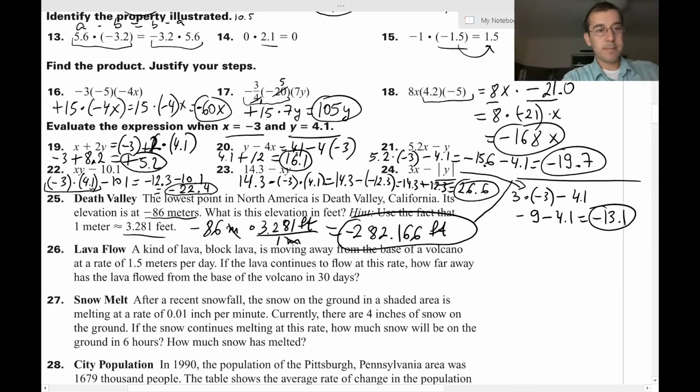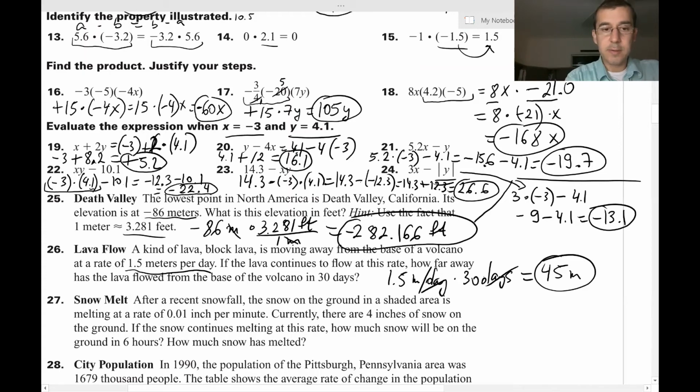Number 26, lava flow. A kind of lava, block lava, is moving away from the base of a volcano at a rate of 1.5 meters per day. If the lava continues to flow at this rate, how far away has the lava flowed from the base of the volcano in 30 days? Well, 1.5 meters per day times 30 days. Days and days cancel out, so we have 30 times 1.5 is 45 meters. Okay, so that's the answer.